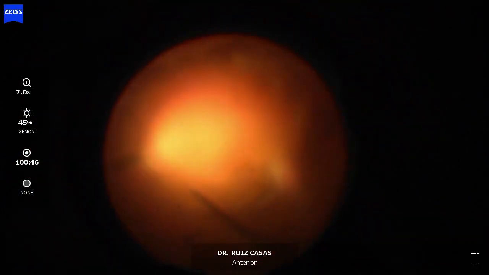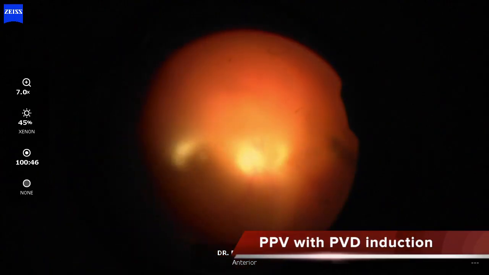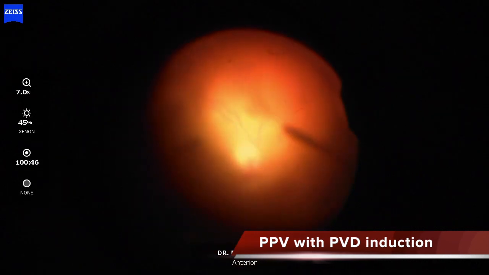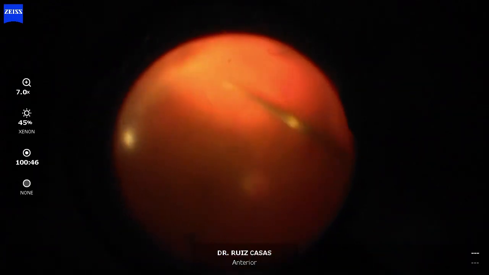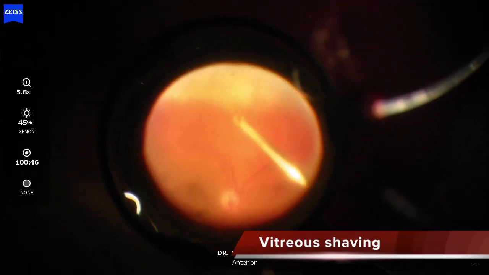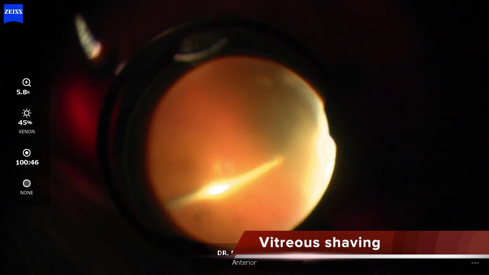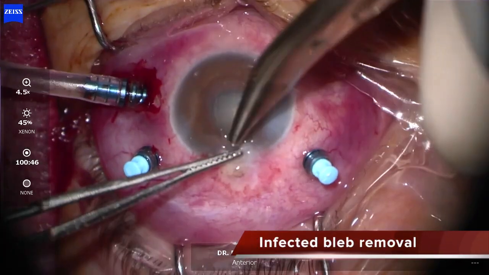preserve the lens. So after the debridement of the corneal epithelium, I performed vitrectomy, always inducing a PVD to detach the posterior hyaloid from the macular area, and then a complete or peripheral vitreous shaving to remove as much infected tissue as possible.